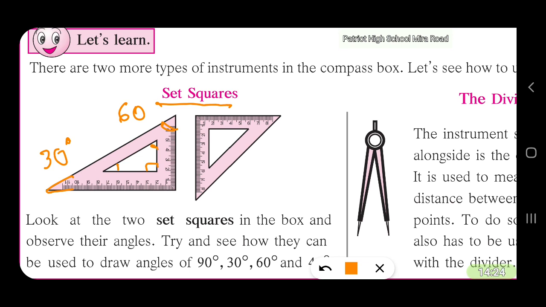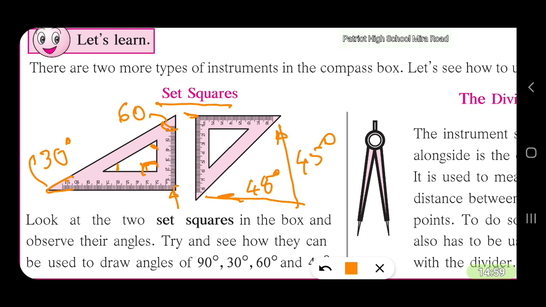So this angle is bigger compared to this angle. One is a right angle. In the set square, there will be one right angle. Here also you have got one right angle. But where is the change? Here this is 30 degrees, this is 60 degrees. But in this case, both are 45 degrees. Both the angles are 45 degrees each. This is also 45 degrees.